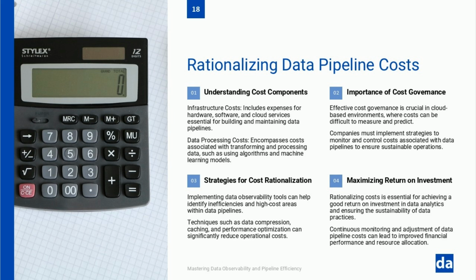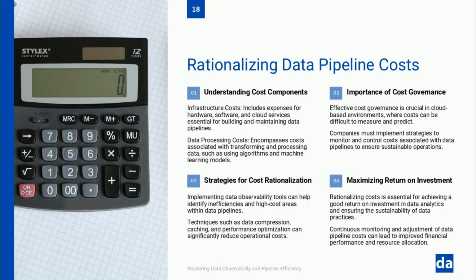Data pipelines are the backbone of analytics, but they can also become costly if not managed effectively. Let's break down the key aspects of rationalizing pipeline costs and tie it back to real-world scenarios. Understanding cost components can be divided into two main areas: infrastructure costs. These include expenses for hardware, software, and cloud services that support your pipelines. Data processing costs. These involve the operational expenses of transforming and processing data, often driven by machine learning algorithms and intensive computations.